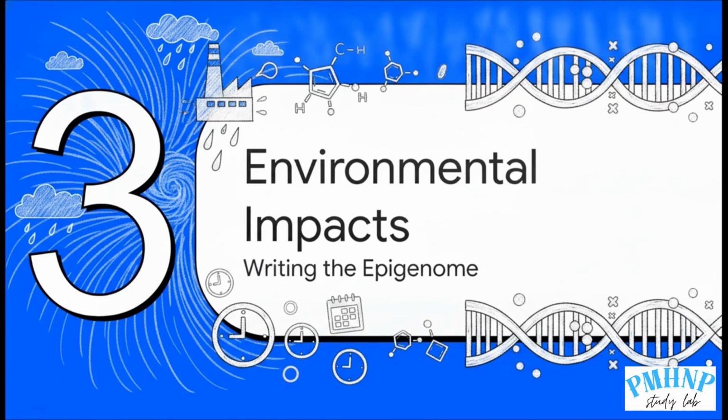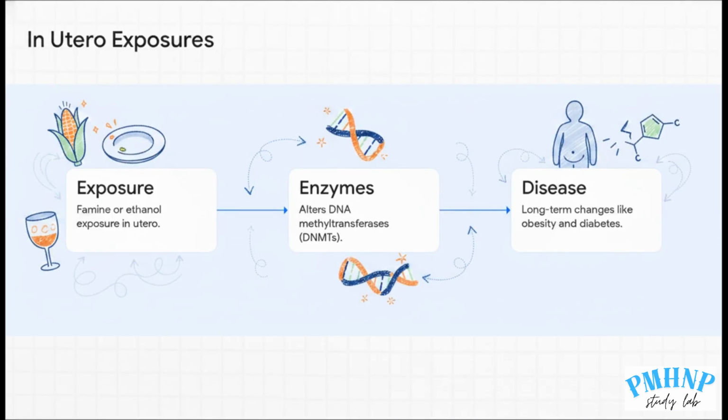Moving down our flowchart, we need to look at how the outside world literally writes on our DNA. We're talking about environmental and lifestyle impacts. We've seen this play out in some pretty tragic historical events. Take the Dutch hunger winter of 1943.